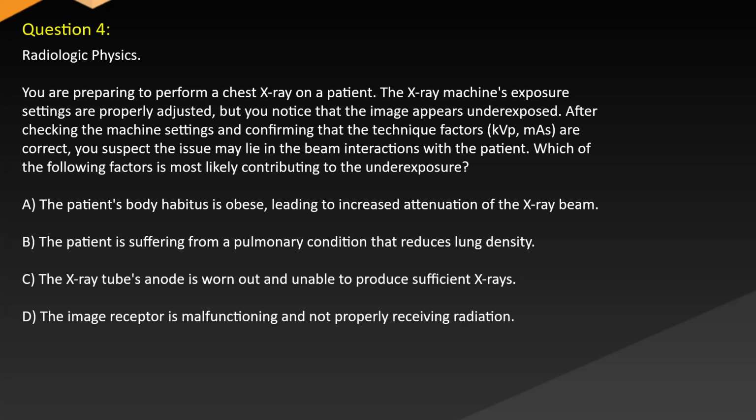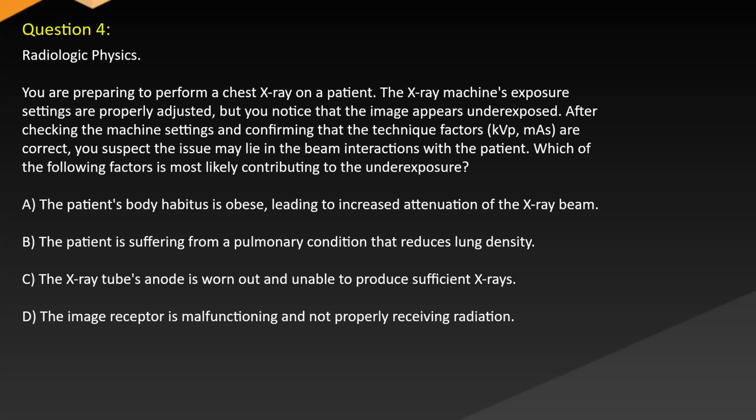Question 4. Radiologic physics. You are preparing to perform a chest X-ray on a patient. The X-ray machine's exposure settings are properly adjusted, but you notice that the image appears underexposed. After checking the machine settings and confirming that the technique factors, kVp and mAs, are correct, you suspect the issue may lie in the beam interactions with the patient. Which of the following factors is most likely contributing to the underexposure?